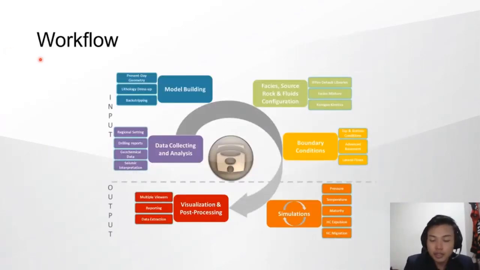Now we are coming to the workflow for our 2D basin modeling, where we are going to start first with data collection and analysis, then move to the model building, where we are going to create our present-day geometry. After we finish with our model building, we are going to assign our model with the facies and identification of the source rock. After that, we are going to the boundary conditions, where we are going to insert the input for temperature and also the heat flow.